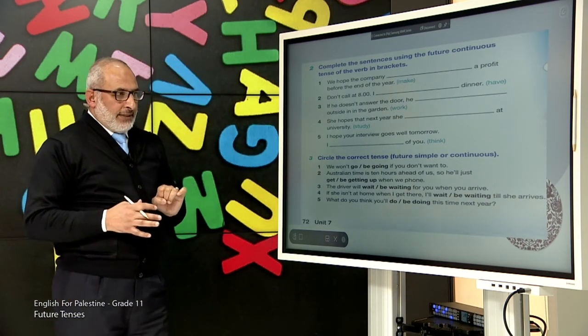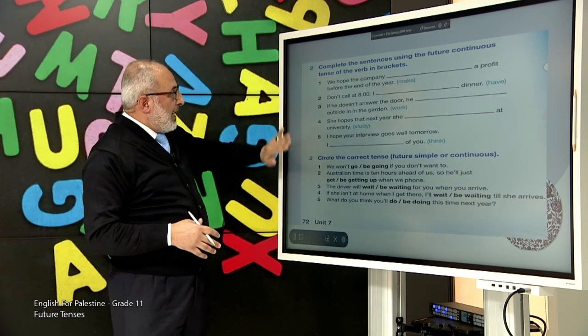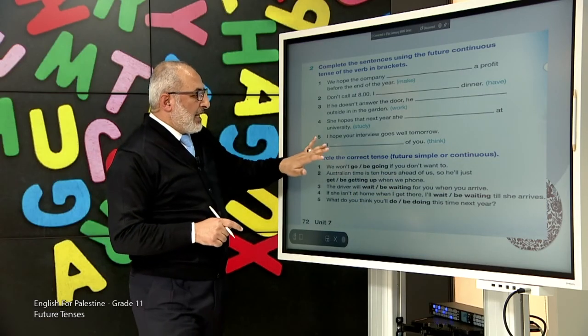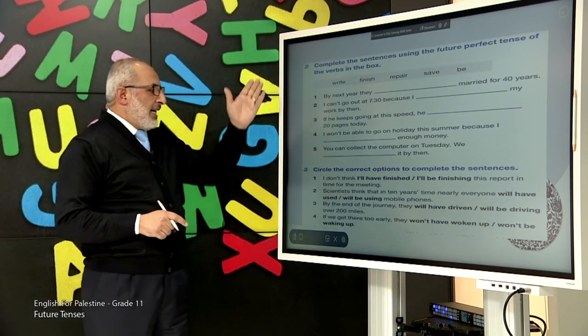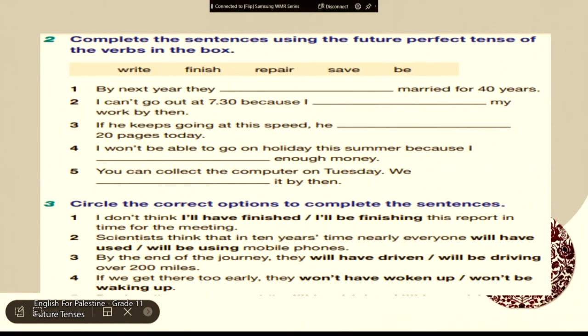Now, I want you, please, to go to your books and do this activity. Activity number three, number two, and number three in unit 7, page 72. Complete the sentences using future continuous tense of the verb in brackets. Here, circle the correct tense, whether future simple or future continuous. And I want you also to do these activities, activity number two and number three in your books, please, again, to practice more about future tenses.